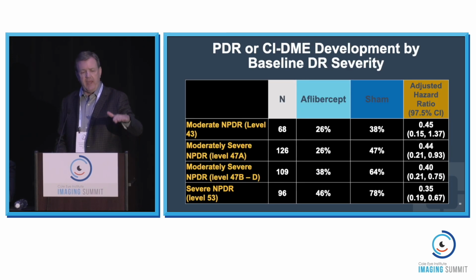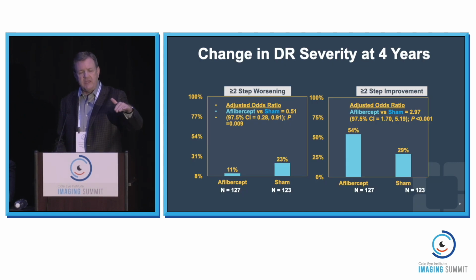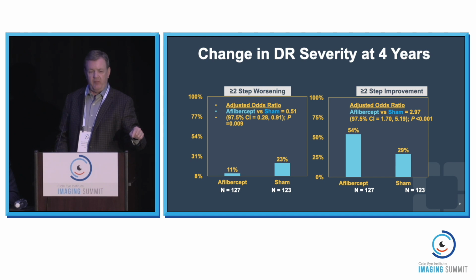This is on the left, you'll see increasing severity of diabetic retinopathy. By the way, for the fellows, if any of you are interested in knowing where these numbers come from, level 43, 47A, 47B through D, and 53, it's almost impenetrable, understanding what that is. But Denny Davis created this whole thing. I know exactly where it came from. I'm one of Denny's disciples, and I can tell you exactly how this came to be if any of you are interested. But we'll do that offline because I don't have time to go through it.